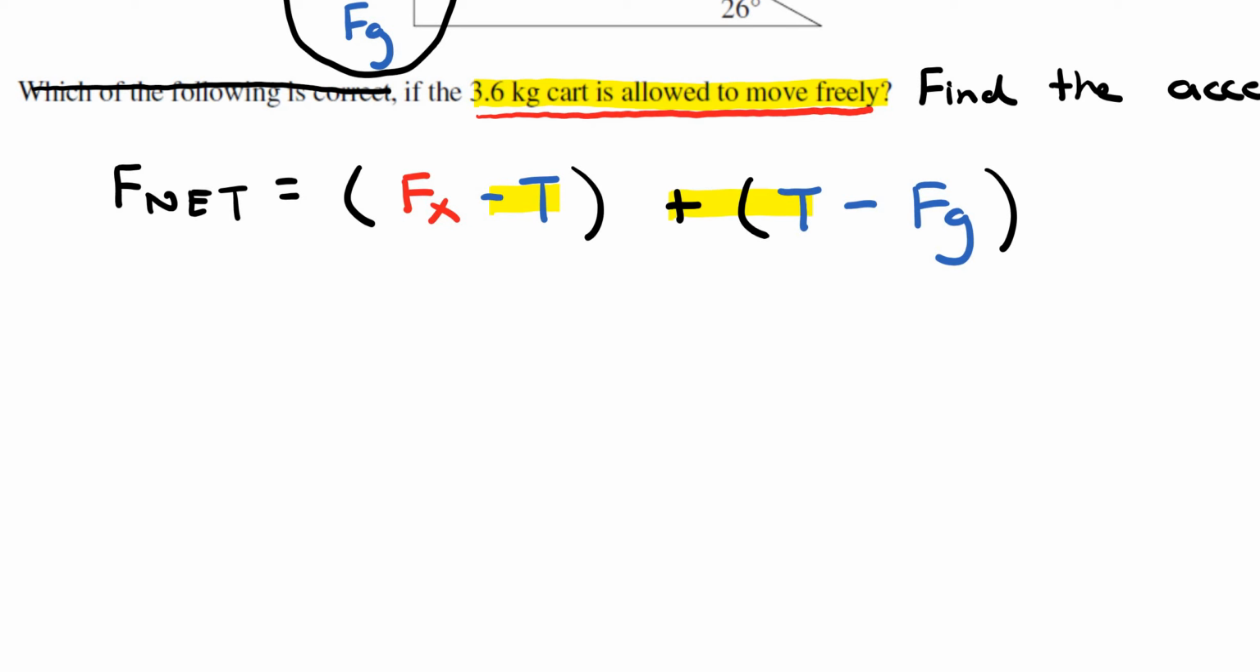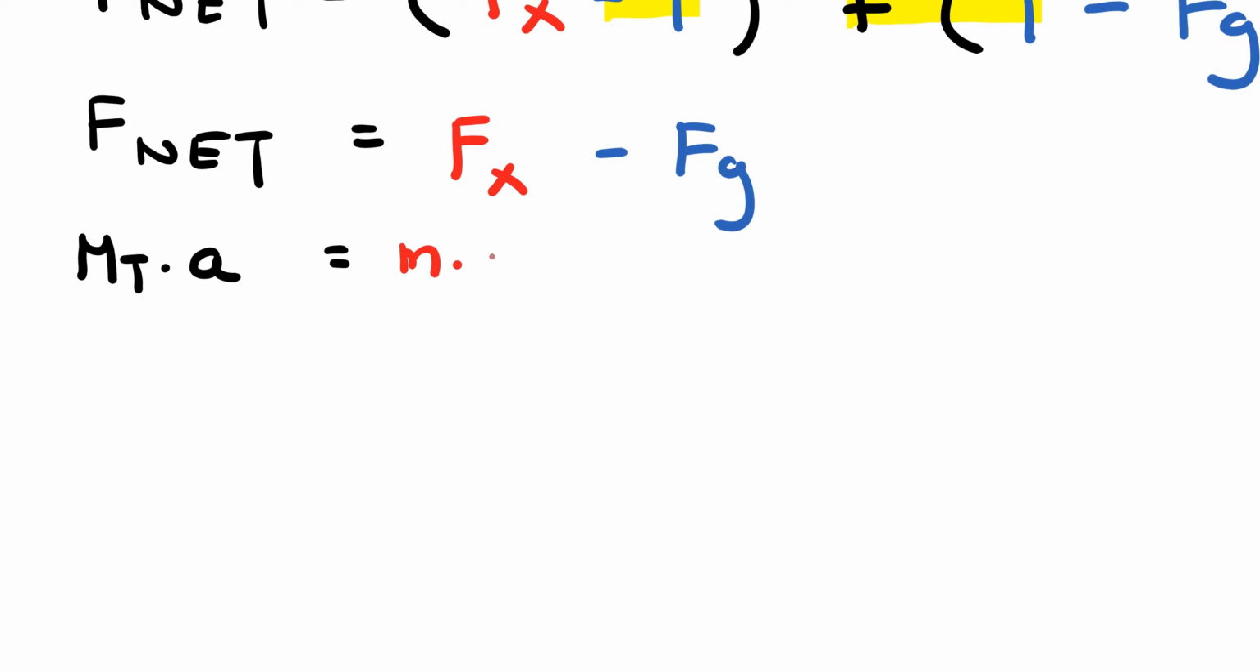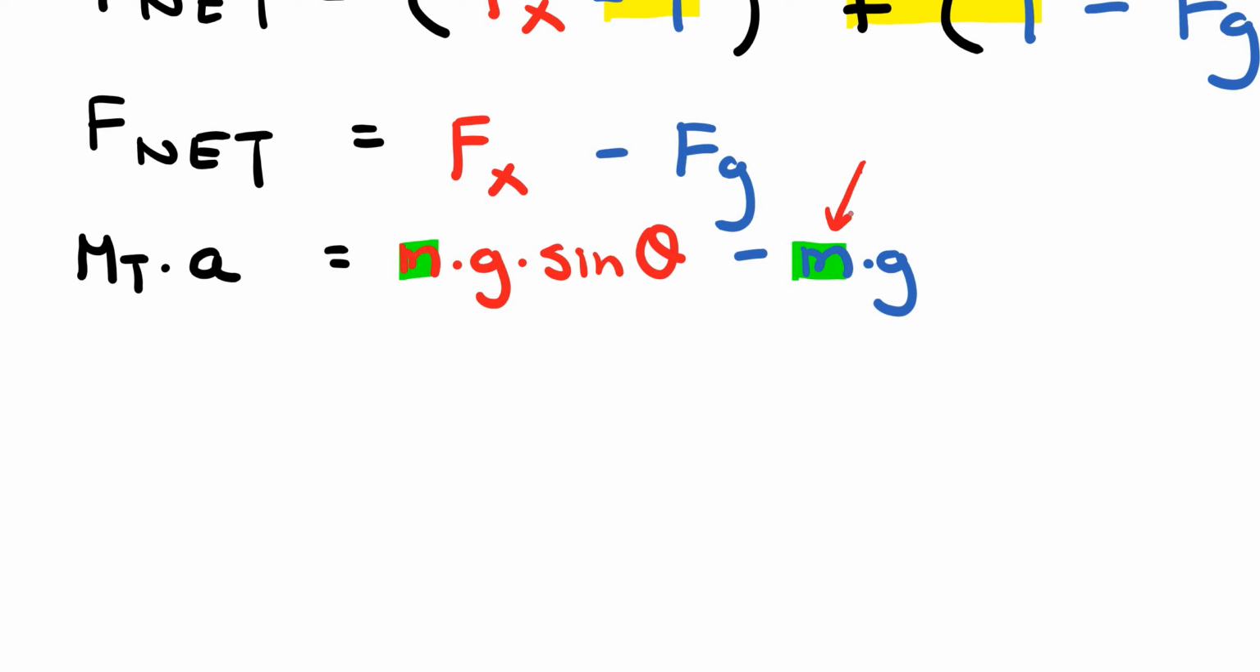Let's break this down now. Using Newton's second law, F-net is your total mass times your acceleration. This Fx component, which was broken down in class, is your mass times the acceleration due to gravity times the sine of the angle. Then we subtract Fg, which is just mass times the acceleration due to gravity. I want to emphasize that these two masses are different. The mass in the red font represents the cart on the incline, and the mass in the blue font is the 1.2 kilogram object being lifted up.